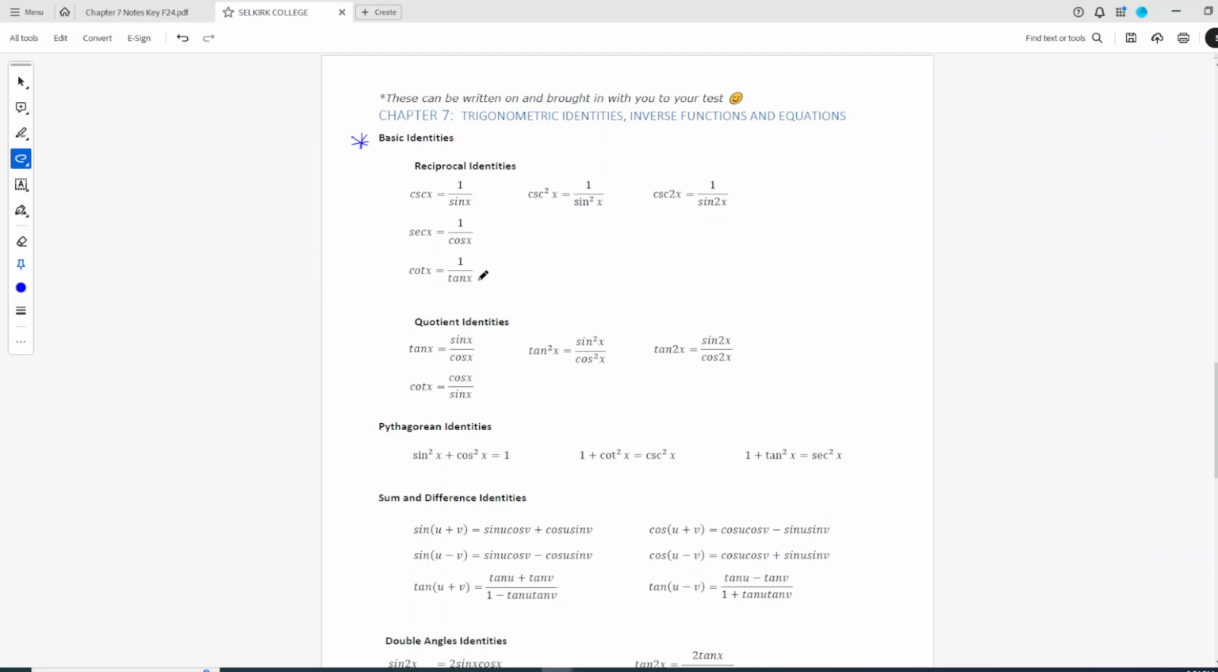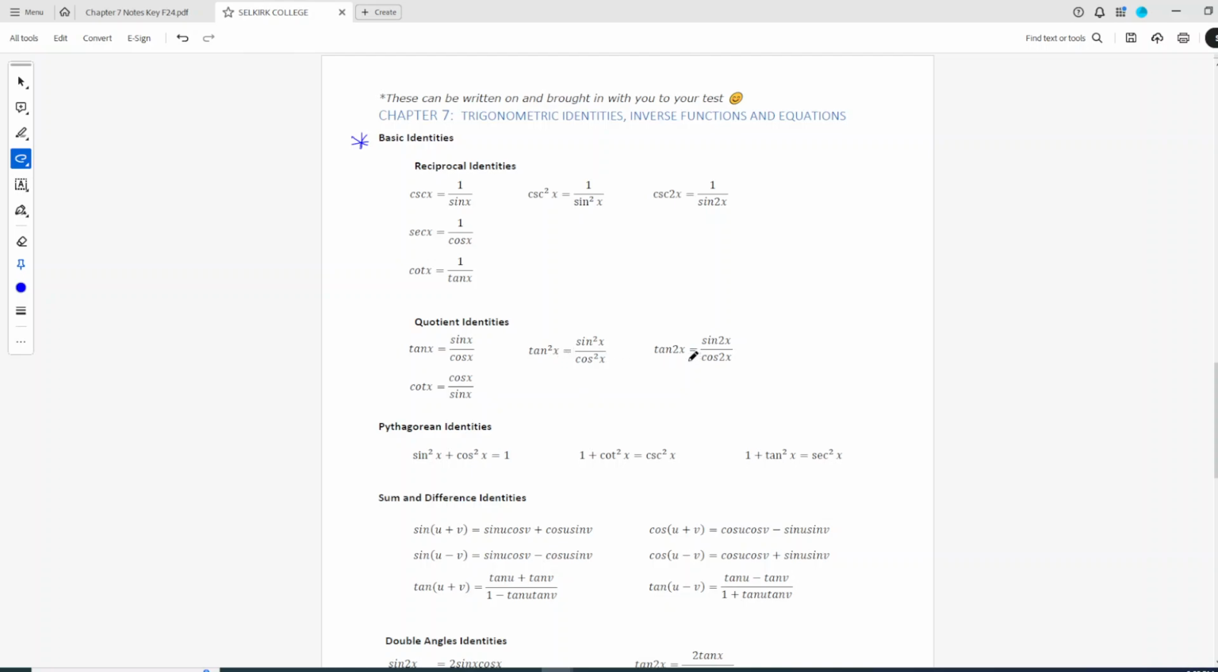The add-on for chapter 7 is that they're not always going to be written as cosecant x. They might be written as cosecant squared x or cosecant of 2x. But the reciprocal identities still hold true. So cosecant squared x is equal to 1 over sine squared x, and cosecant of 2x is equal to 1 over sine of 2x. And then your quotient identities are that the tan of x is equal to the quotient of sine x over cos x, and the cotan of x is equal to cos x over sine x. And then again, the squareds and the 2x's hold true as well.